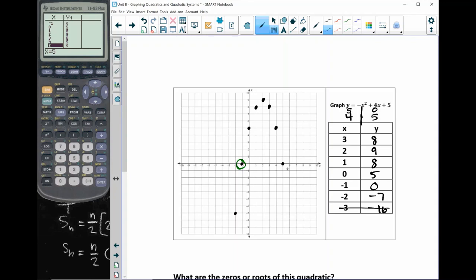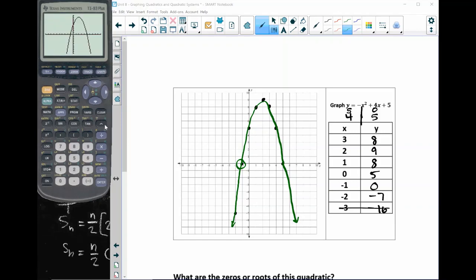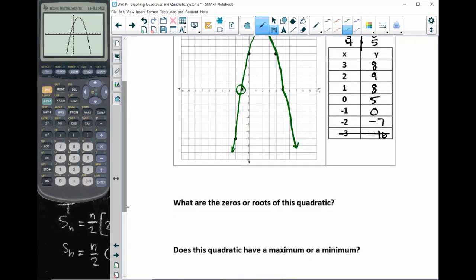Okay, now all I have to do is graph my line as best I can. So I'm going to draw the line through the points, trying to be as careful as possible. And there's my parabola. Okay, and if I hit the graph button, you can see that they look very similar. Okay, so questions.